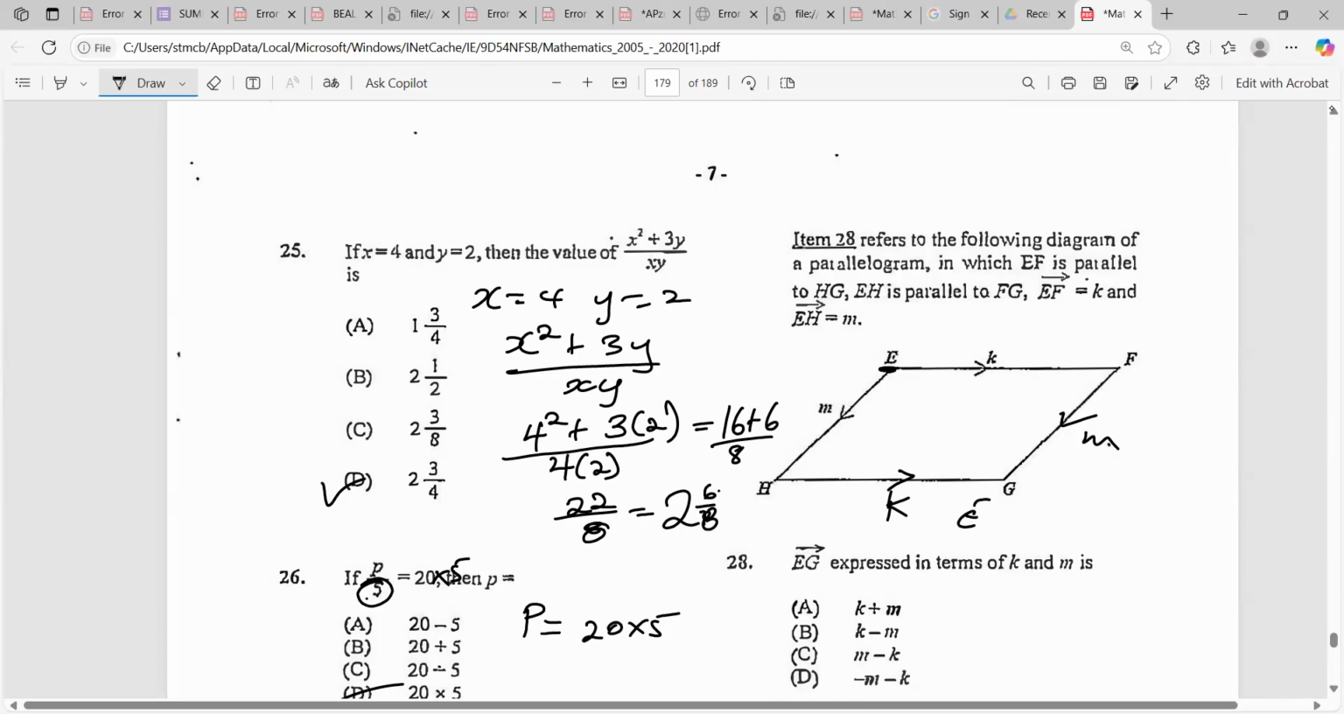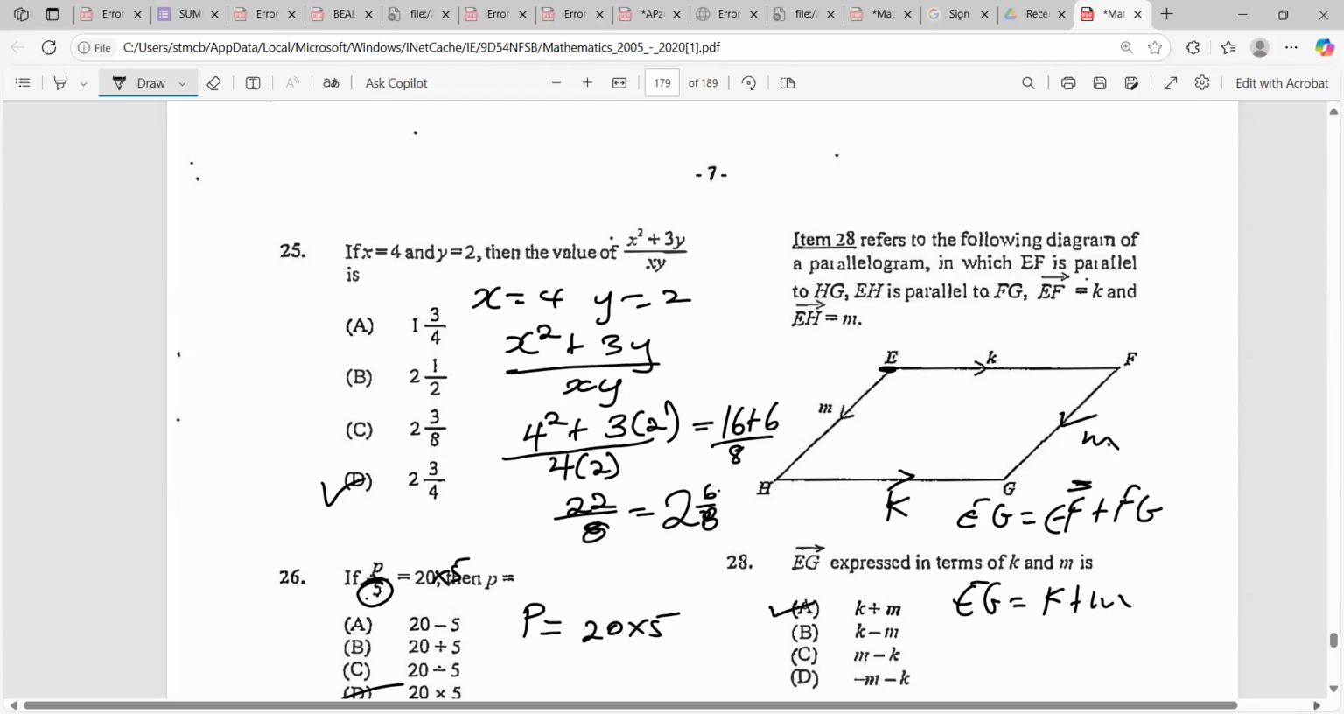From EF, plus FG. We're going with the arrow, right? For all of them. So that means EG is equal to K plus M. So that's the first option, which is A.